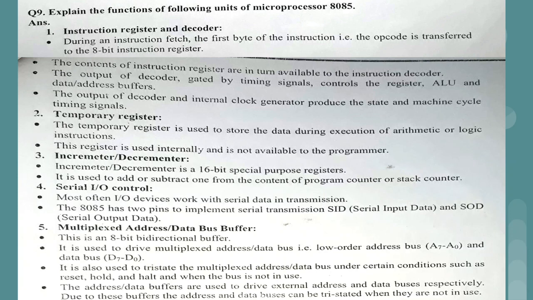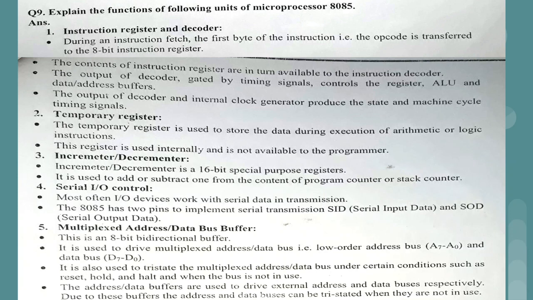The next one is serial input output control. Most often, input output devices work with serial data transmission. The data is always transferred from one end to the other in serial format, in a sequence. So the 8085 processor has 2 pins to implement the serial transmission. Whenever we want to connect devices or send data in a serial manner, there are 2 pins of the 8085 microprocessor which are used.